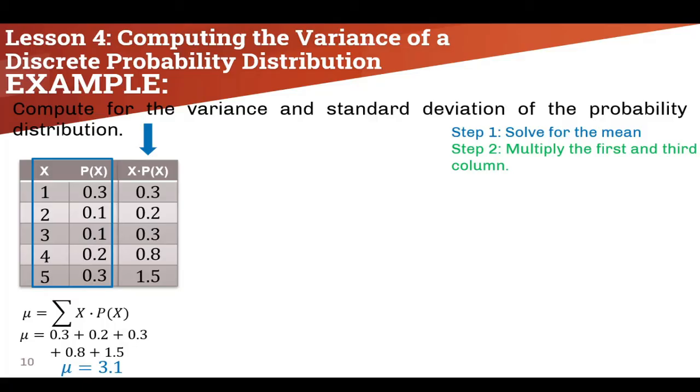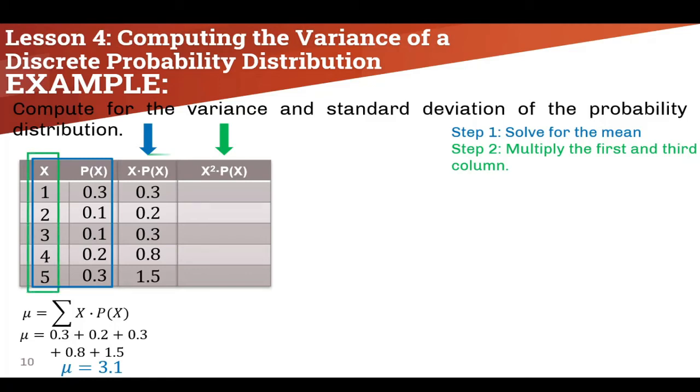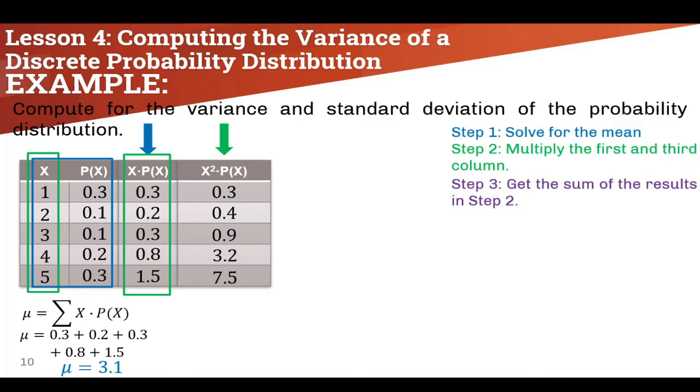Multiply the first and third column. So, ano-ano yun, sir? Multiply, gawa ulit tayo ng fourth column, x squared multiplied by px. So, ibig sabihin, para mas madali, ganito ang gawin natin. Yung nakuha nating result sa pangatlo, imumultiply na lang natin sa unang column. Okay? So, sige, start tayo. 1 times 0.3, 0.3. 2 times 0.2, 0.4. 3 times 0.3, 0.9. 4 times 0.8, 3.2. 5 times 1.5, 7.5. Ayan, very good. So, tapos na tayo sa step 2. Step 3. Get the sum of the results in step 2. So, i-add na lang daw natin ito. Ayan. So, pag in-add natin yan, anong makukuha ang sagot?